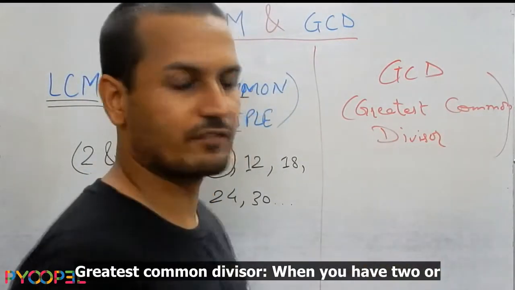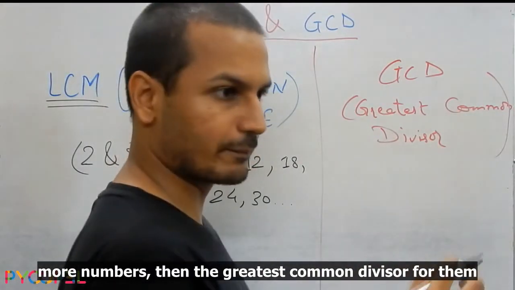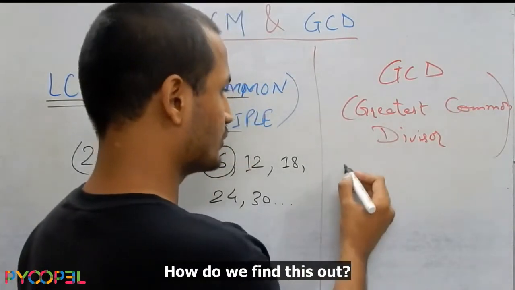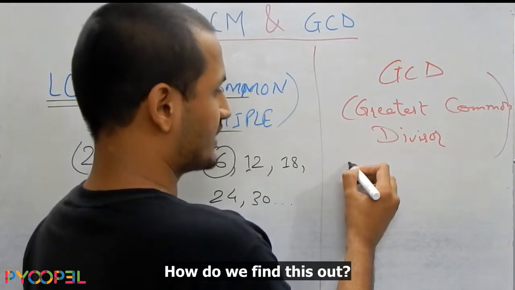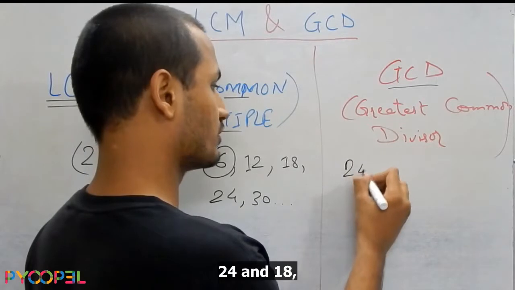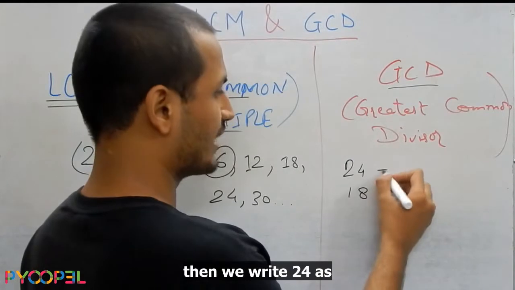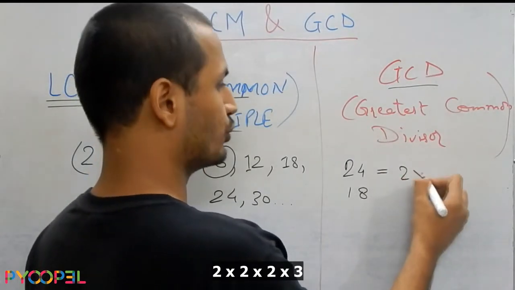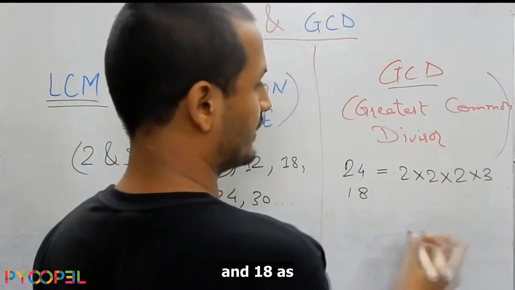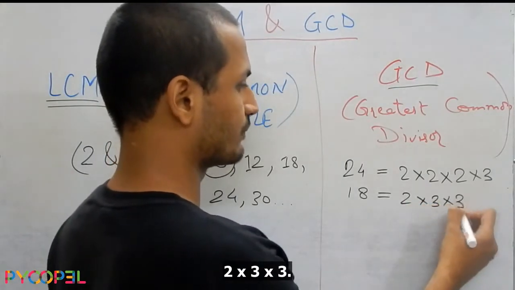Greatest common divisor. When you have two or more numbers, then the greatest common divisor for them is the factor that is common to all of them. How do we find this out? Well, let's say the two numbers that we want to find the GCD for are 24 and 18. Then we write 24 down as 2 into 2 into 2 into 3 and 18 as 2 into 3 into 3.